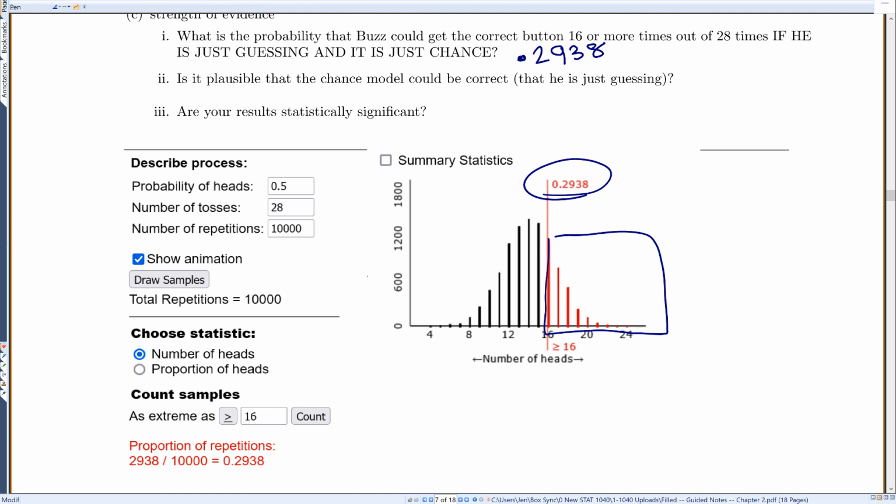Okay. So only about a 29% chance that he could get the correct button 16 or more times if he's just guessing, and it's just chance. Well, is that plausible? So I like to write 29.38%. To me, in my mind, that makes more sense. Oh, I'm like, oh, 29% chance he could get that if he was guessing. Does that seem plausible? Yes.